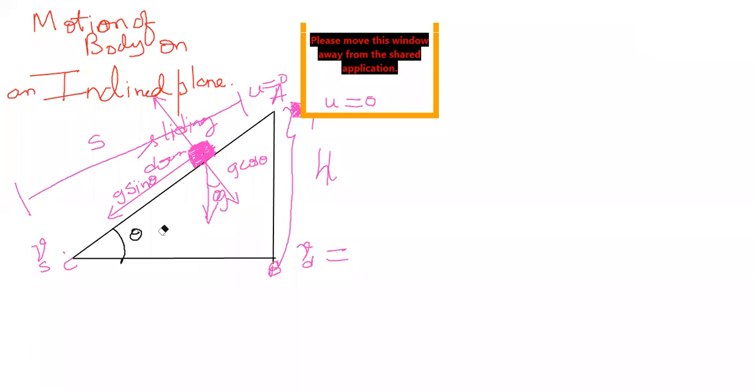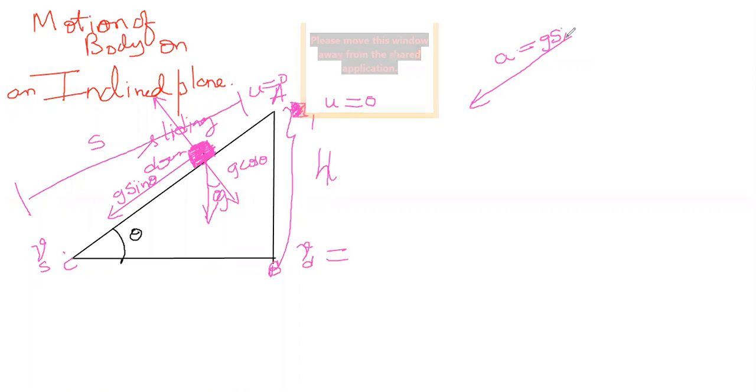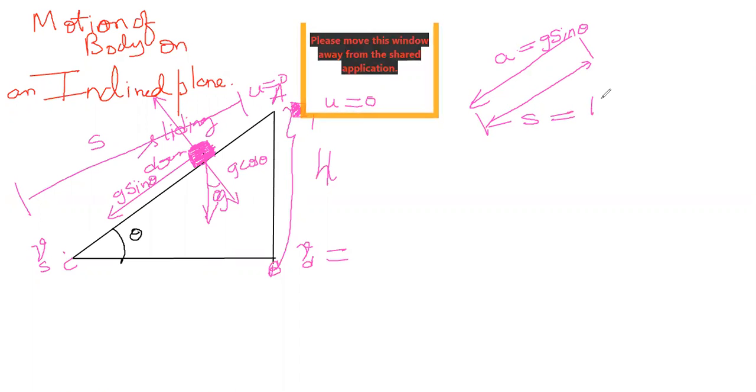What we have to do now is apply the same kinematic equation for the sliding situation. For the sliding situation, the acceleration is given by g sin theta, and the length is given by s. What is s equal to? Just now we got h by sin theta, or h cosecant theta. That's what we got, so we have to use that. Again, the initial velocity is 0, no difference. Final velocity we don't know.